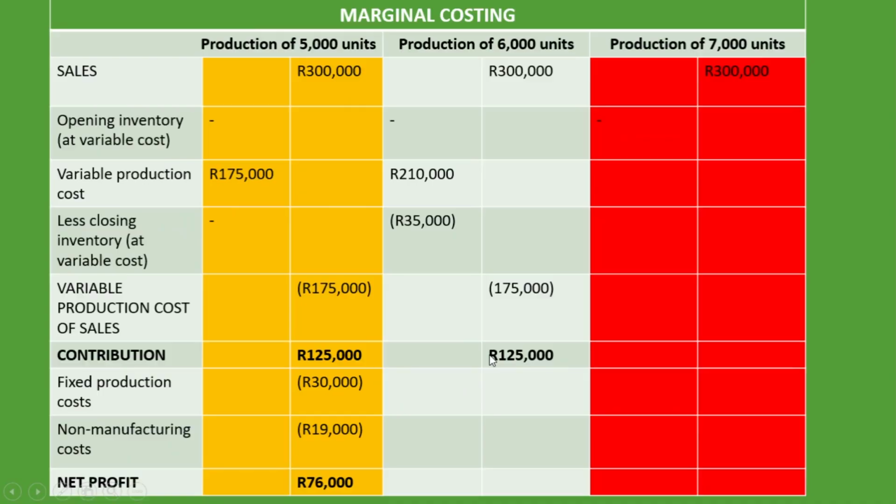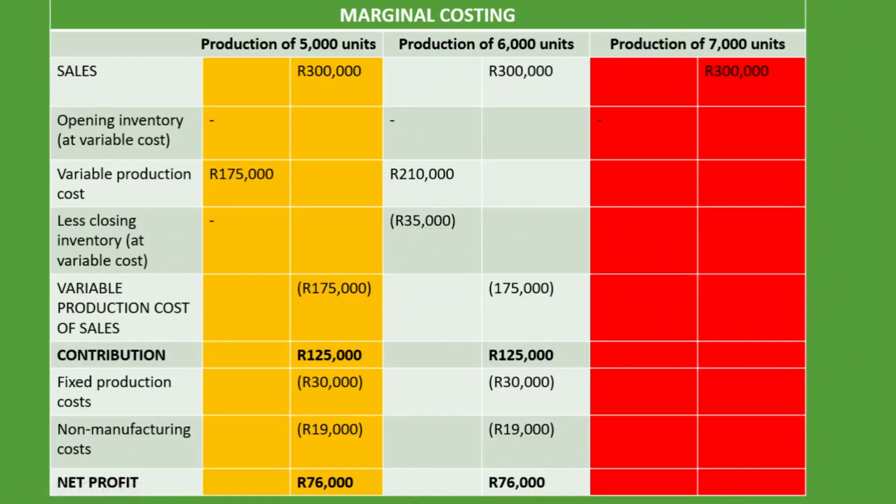And what is the fixed production cost? Well, it's the same as we saw before. And then what is the non-manufacturing cost? Well, it's still the same as we saw before as well. And what is the net profit? The net profit is still 76,000 rand, regardless of how many units we produced.